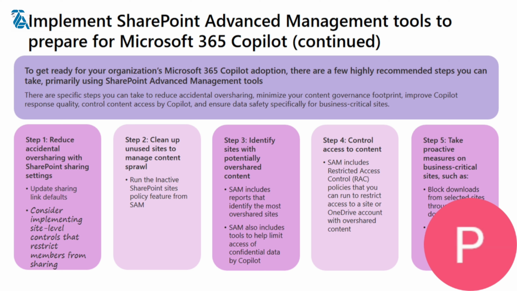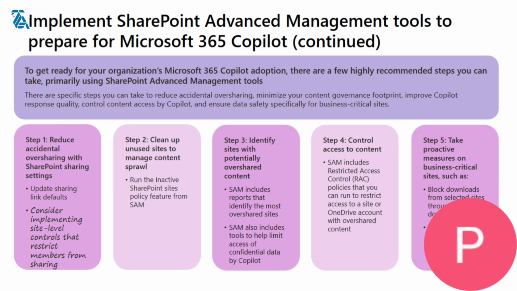Another thing is implementing SAM, the SharePoint Advanced Management tool, right? To make sure your organization is ready for Copilot adoption, there are a few steps we need to look at. First, reduce accidental oversharing. For this, you need to update the sharing link default. Sometimes in the SharePoint Admin Center we may leave it at the default, but we need to customize it, having site-level controls. Next, we need to have cleanups done. There might be a lot of unused sites which may lead to content sprawl. All these things need to be maintained.